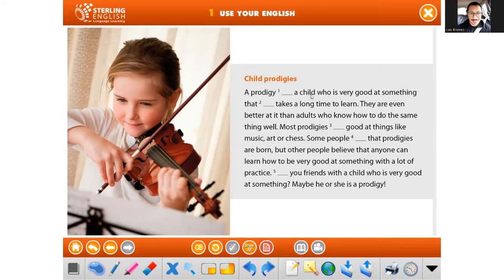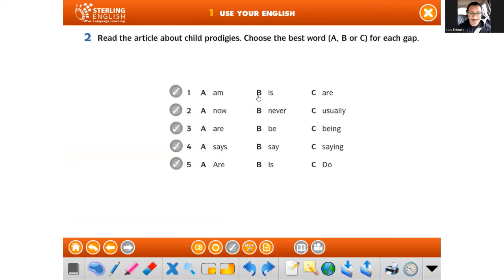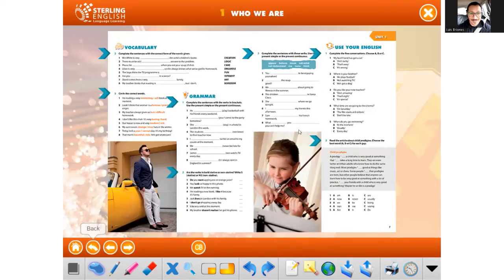Well, if we are talking about a child, just one, right? Singular, third person, that will be be, right? Is. Now, the same thing you have to do with the other gaps, right? Now, let's go to the next page, okay?